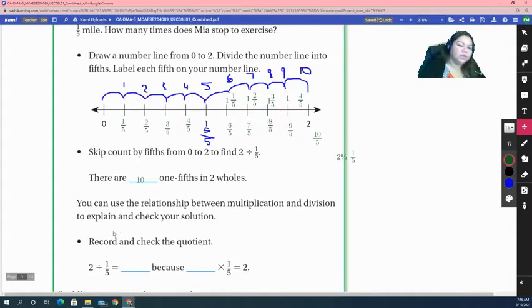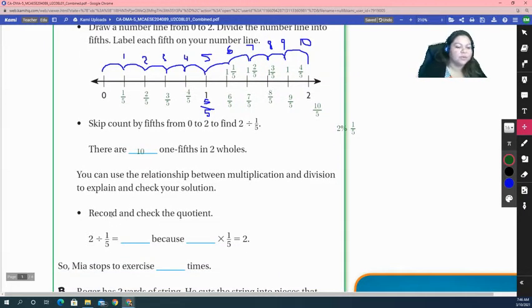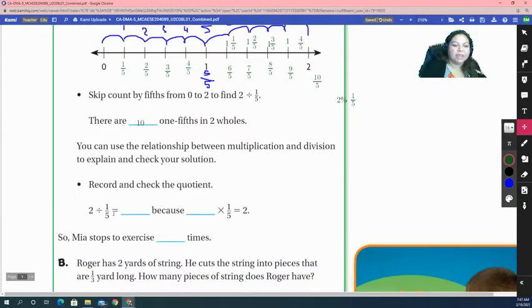You can use the relationship between multiplication and division to explain and check your solution. So I can explain with multiplication, and we check our quotient, or we check our division problem by multiplying. Remember that they are inverse. So we can check division with multiplication, just like we can check multiplication with division. So we said that 2 divided by 1/5 was 10.